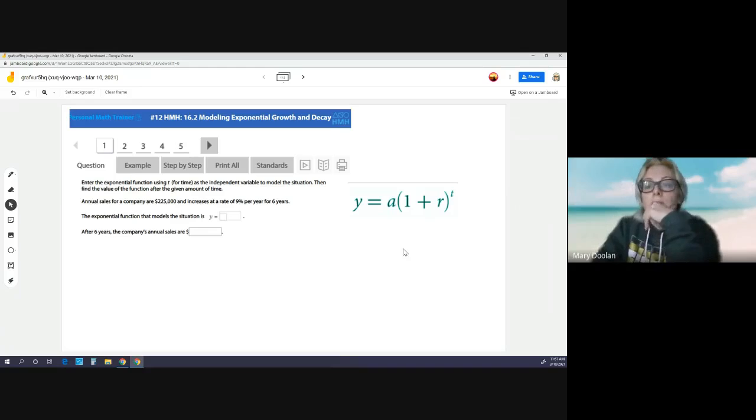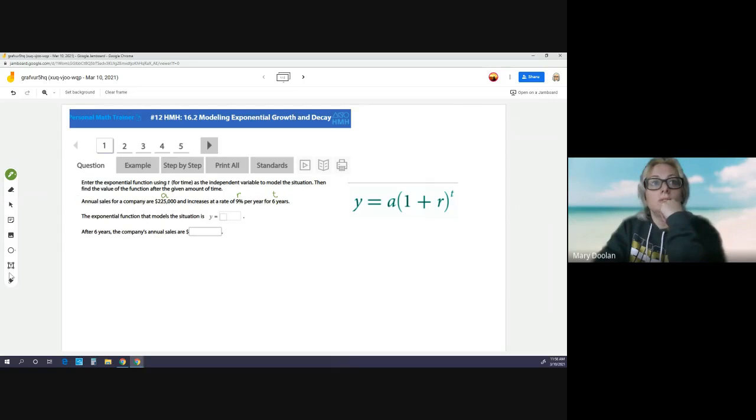Okay, so what we're going to do is figure out what A and R are for this part. We've got to plug those in. Then we'll use T for 6 years to do this part. And basically, A is 225,000. So this is our A. The rate is right here. This is our R, and this is our T.